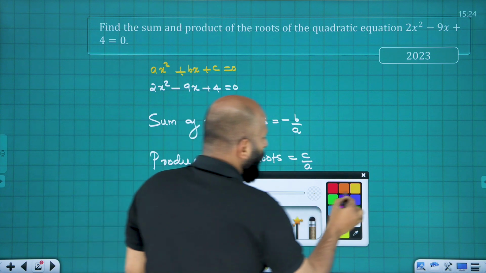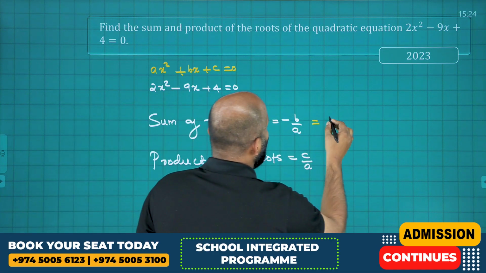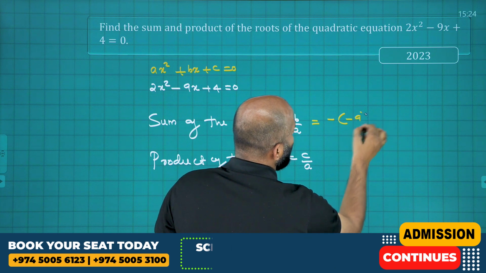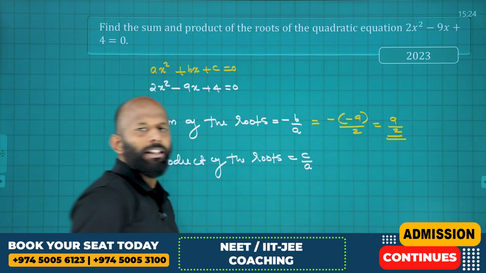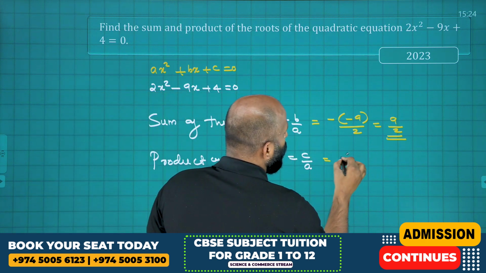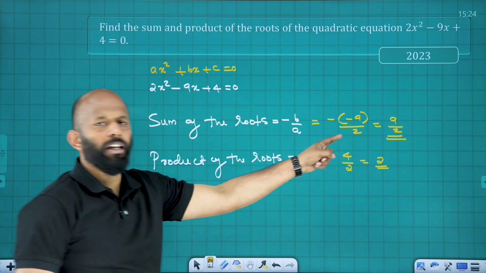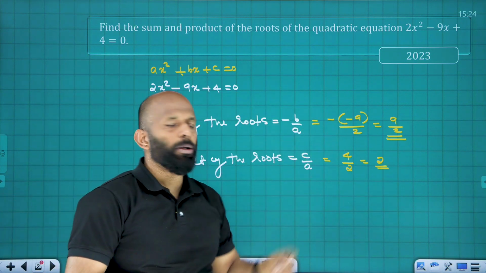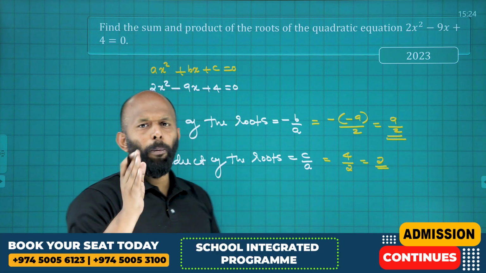Now we can find the sum of the roots, that is equal to minus b by a. So b is negative 9, minus of minus 9 divided by 2, that is equal to 9 by 2. Now the product of the roots is c by a, that is 4 divided by 2, which is equal to 2. So here we got the sum of the roots equal to 9 by 2 and the product of the roots equal to 2. Hope all of you understood.